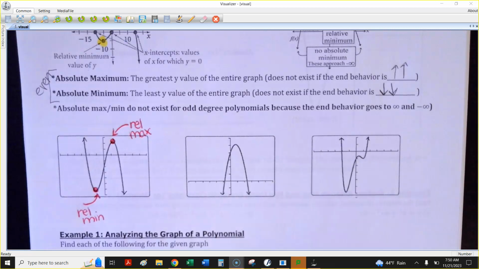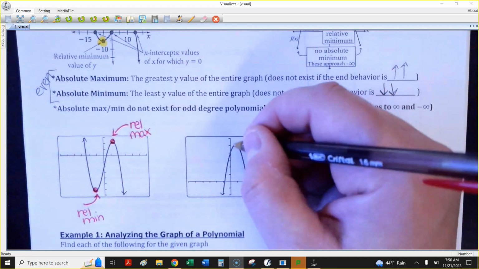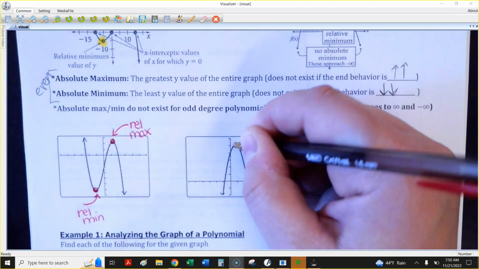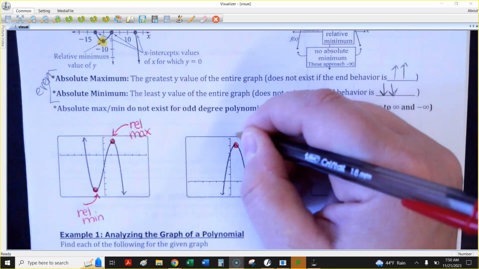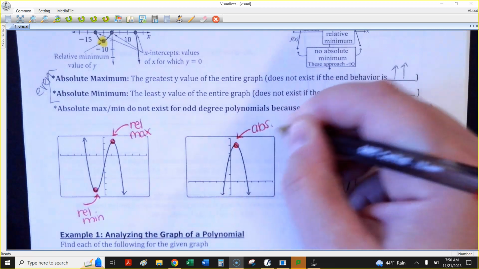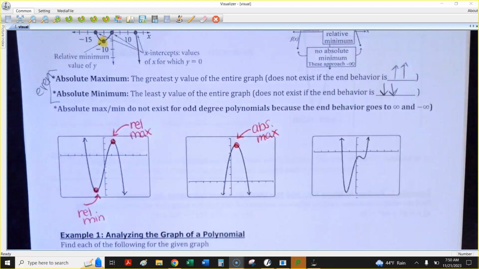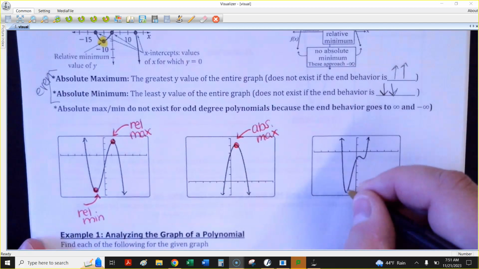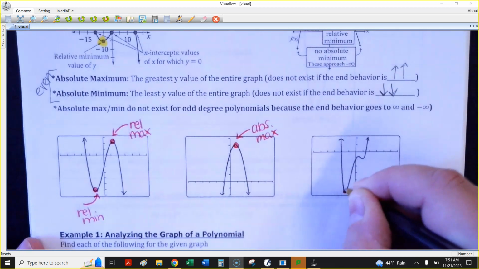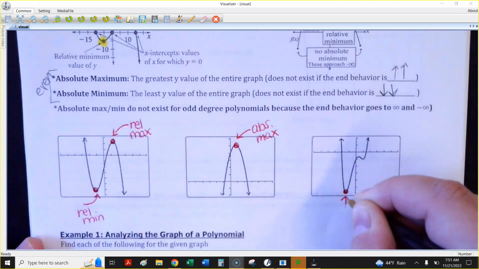Now, this guy's a parabola. You only have one turning point right here. That's not a relative maximum. This would be an absolute maximum because that's absolutely the top of the graph. There is nothing above that point. So it's possible that you just have, like that one just has an absolute maximum. It doesn't have a relative maximum. And then the last one here, all the way down at the bottom, that would be the absolute bottom of the graph.